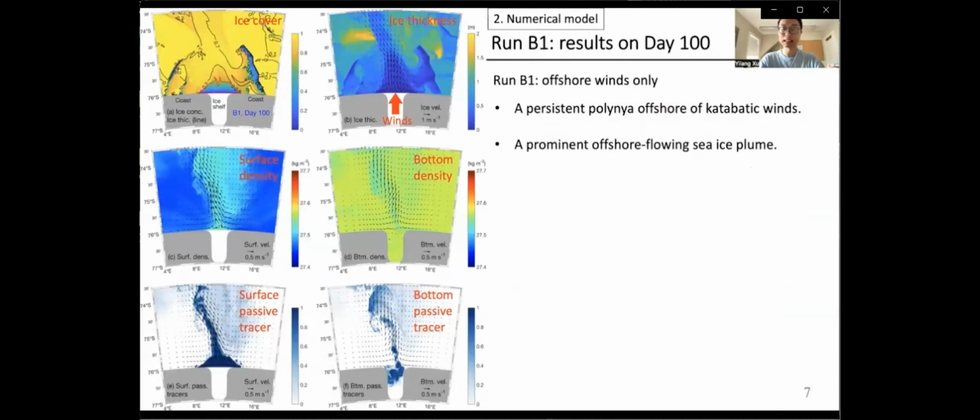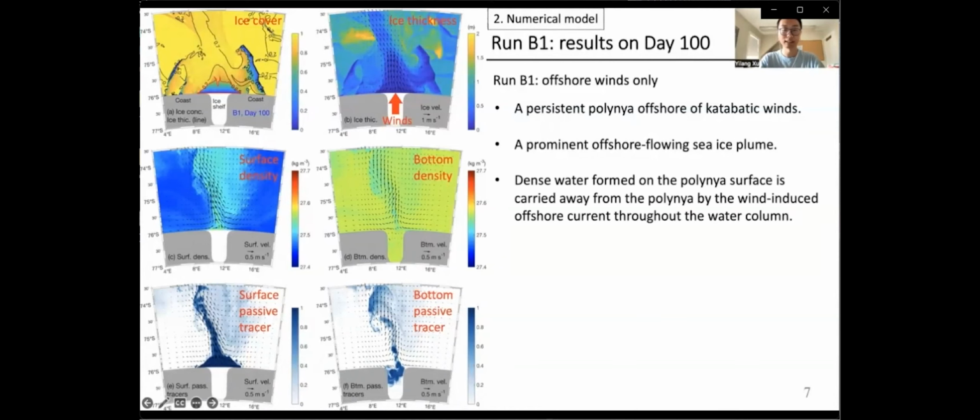We can also take a look at some snapshots of both sea ice and ocean on day 100. Panel A is the sea ice concentration. Panel B is sea ice thickness and ice velocity. Panels C and D are ocean density and current velocity at the surface and the bottom. Panels E and F are passive tracers of the polynya dense water at the surface and the bottom. From panels E and F, we can clearly see that the dense water formed on the polynya surface is carried away from the polynya by the wind-induced offshore currents throughout the water column. And if you look further south in panel F, some of the dense water sinks down to the bottom and enters the ice shelf cavity.